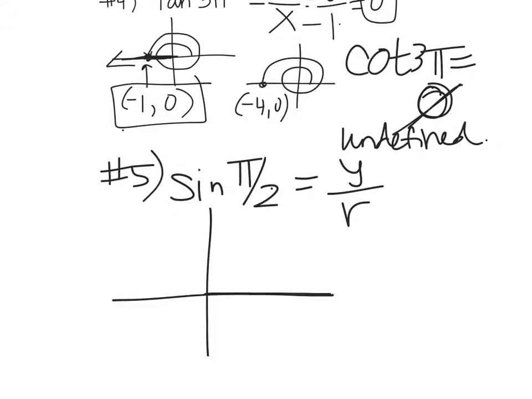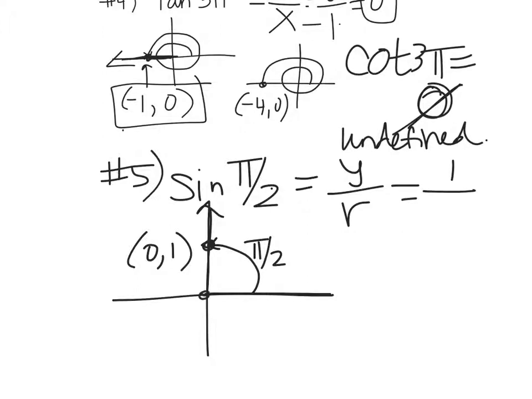Okay? And so if you go to here, and this is pi over 2. Okay, and what point would that be? Well, we make it easy on ourselves. That's the point 0, 1. Okay? This wasn't the homework. So what you want to do is y, what's y in this case? It's 1. What's the distance from here to there? It's also 1. And so your answer is 1.